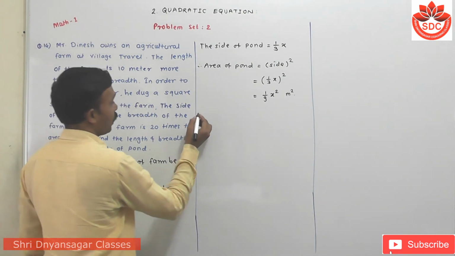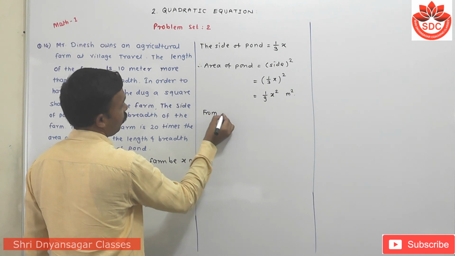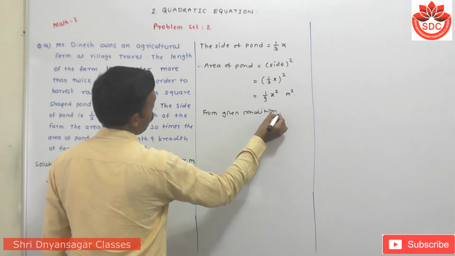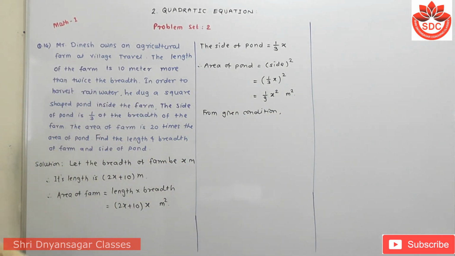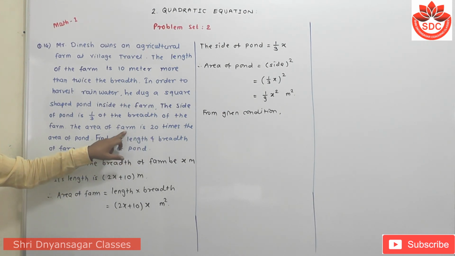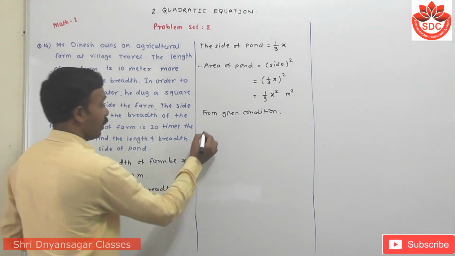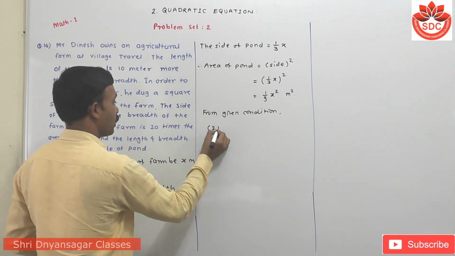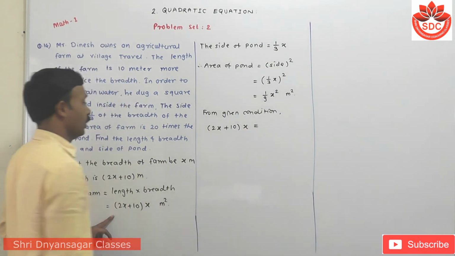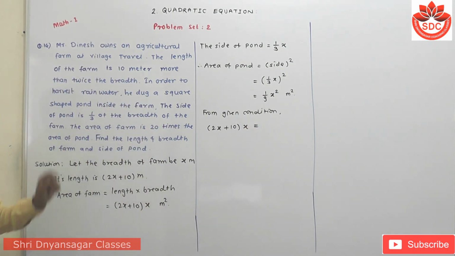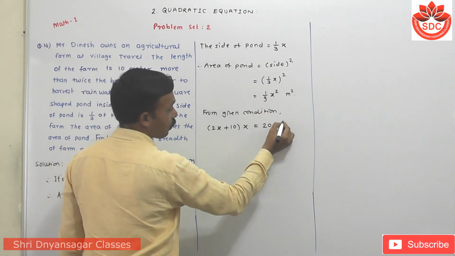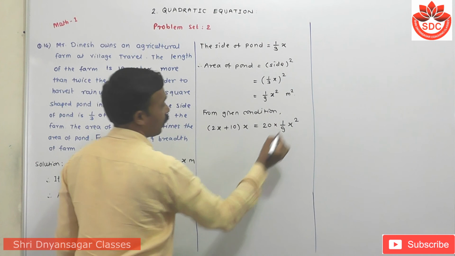Then from the given condition, what is the condition? Look carefully. The area of the farm is twice x plus 10 into x, is equal to 20 times the area of the pond, into 1/9 x square. Can you understand this step?